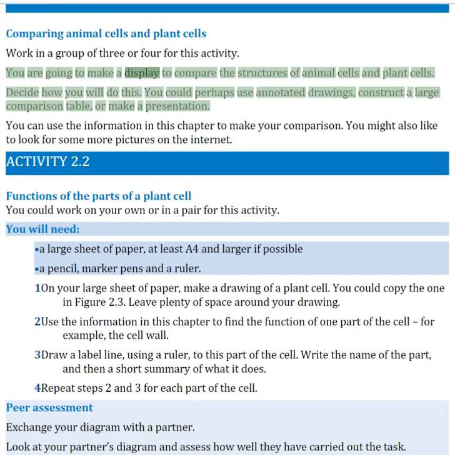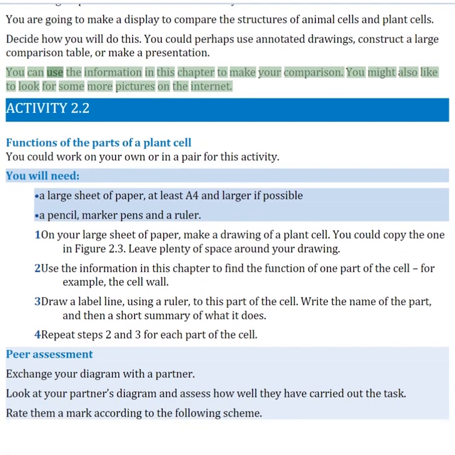You are going to make a display to compare the structures of animal cells and plant cells. Decide how you will do this. You could perhaps use annotated drawings, construct a large comparison table, or make a presentation. You can use the information in this chapter to make your comparison. You might also like to look for some more pictures on the internet.